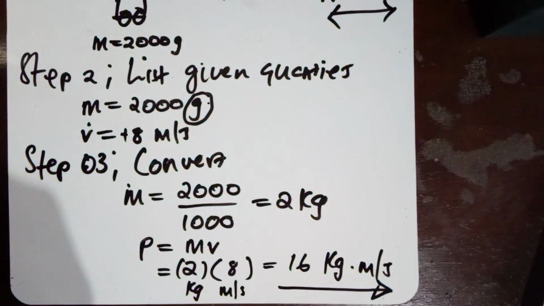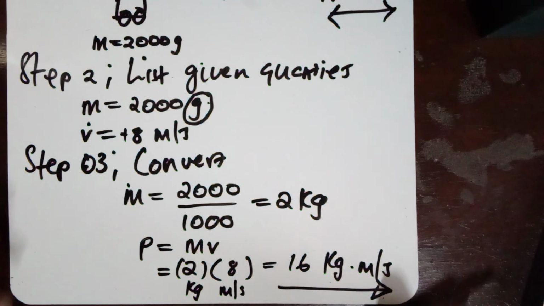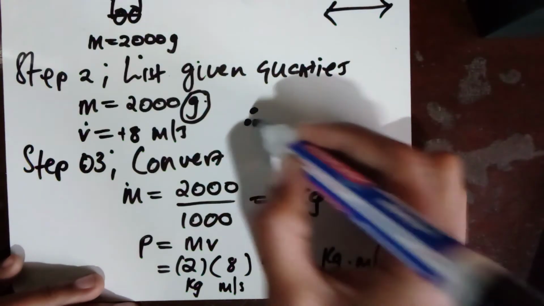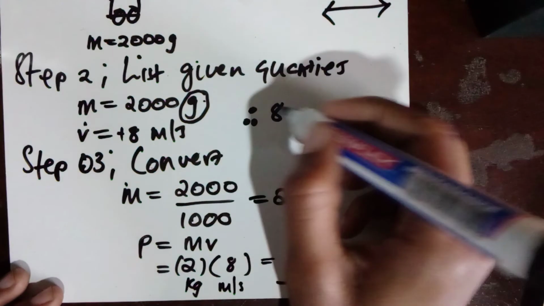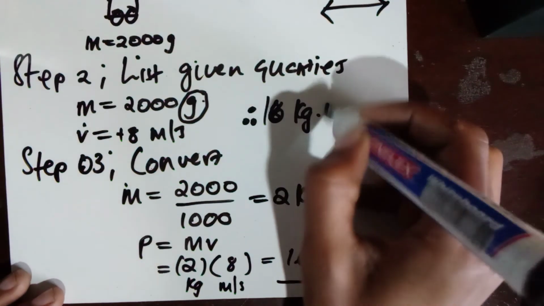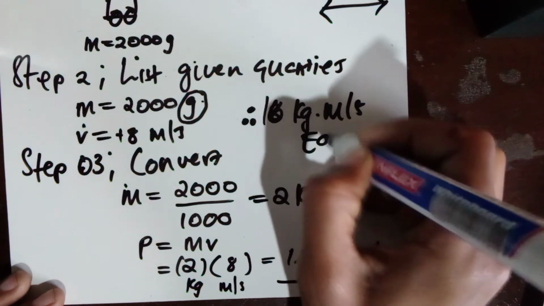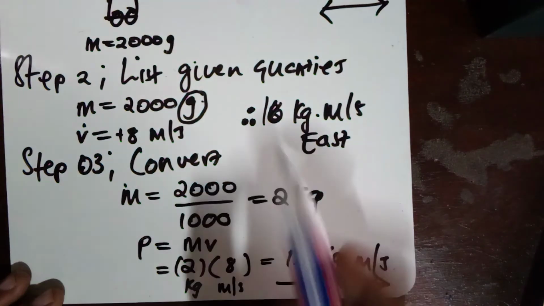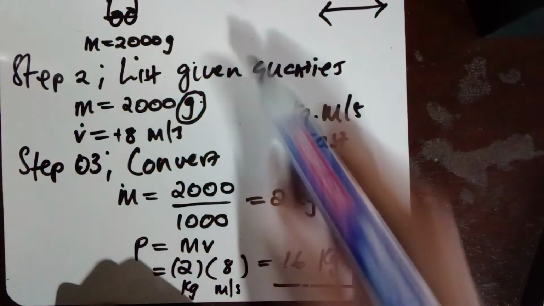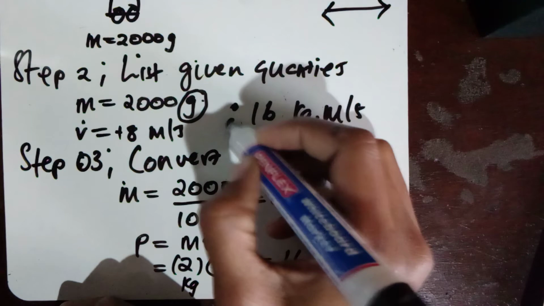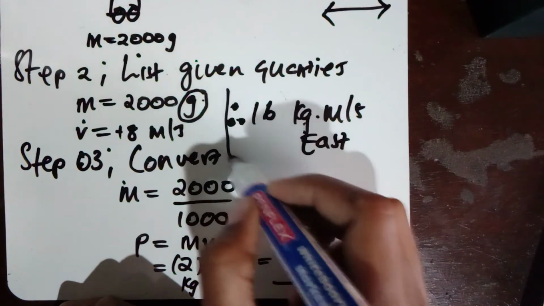So we're actually able to answer that question. But remember, in physics, you always have to report. So you say, therefore, the momentum of the car is 16 kilograms meters per second east. That is the momentum. That is not clear, let me erase that. So we have 16. I'm just running out of space, that's why I'm writing it there.